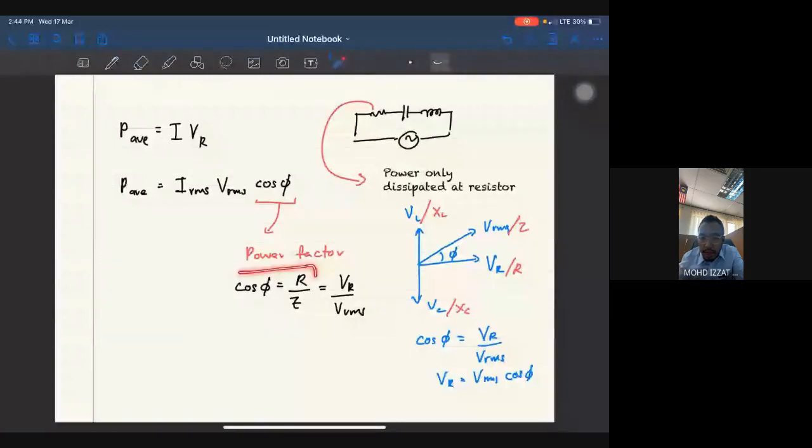So if you divide R by Z, you get cos phi, and then you can substitute inside here, and so we can find the P average. Okay, faham ke tak?